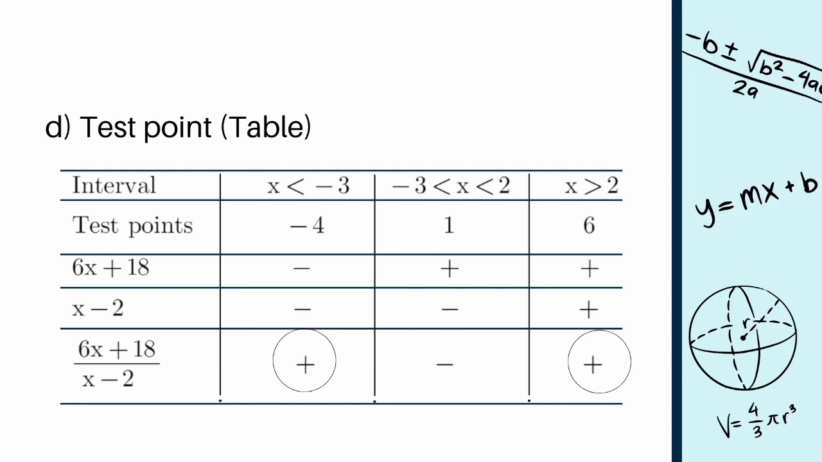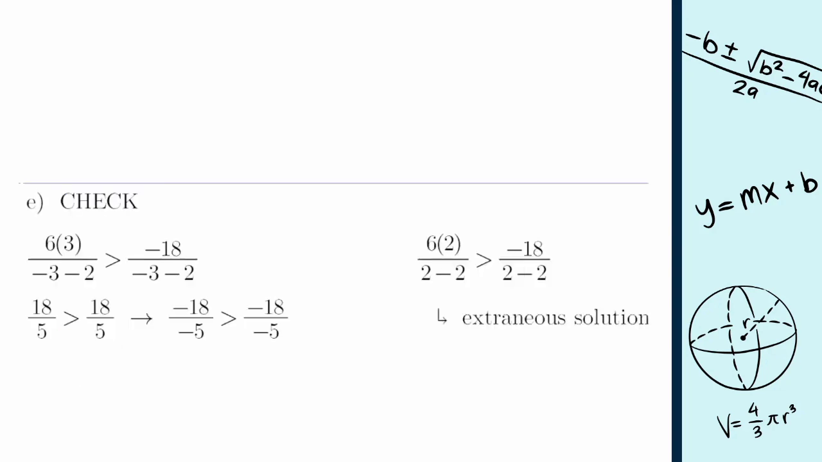Doon naman tayo sa greater than 2, which is 6 yung napili namin. So, 6 plus 6 plus 18, positive. Tapos 6 minus 2, positive pa rin kasi may natira pa. So, positive plus positive ay positive.